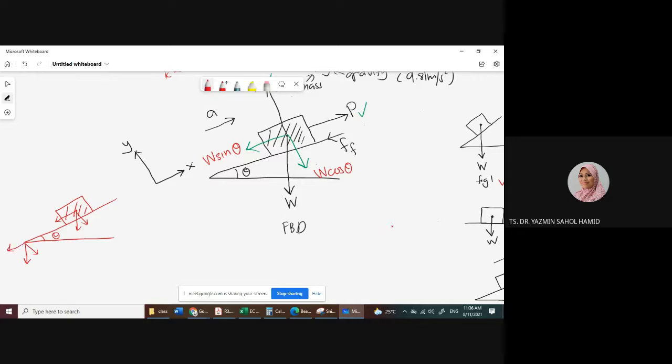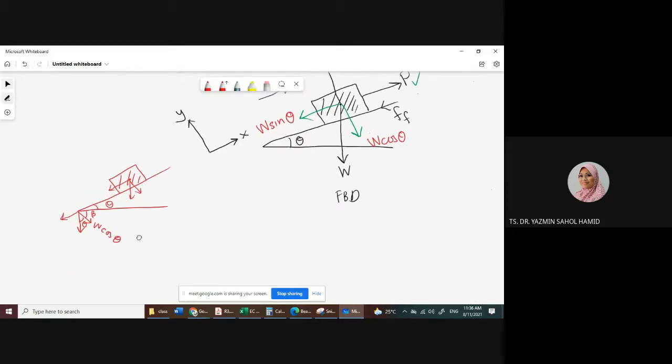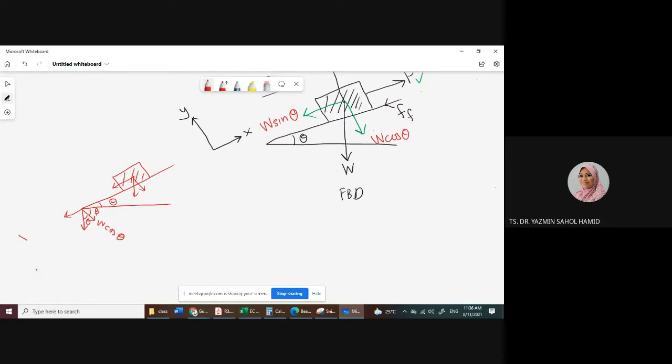So if this is theta, this will be beta. So this will be theta. The one closest to the theta will be cos, and the one further from theta will be sine. That's how you remember it. Okay? All right, for those that are confused.